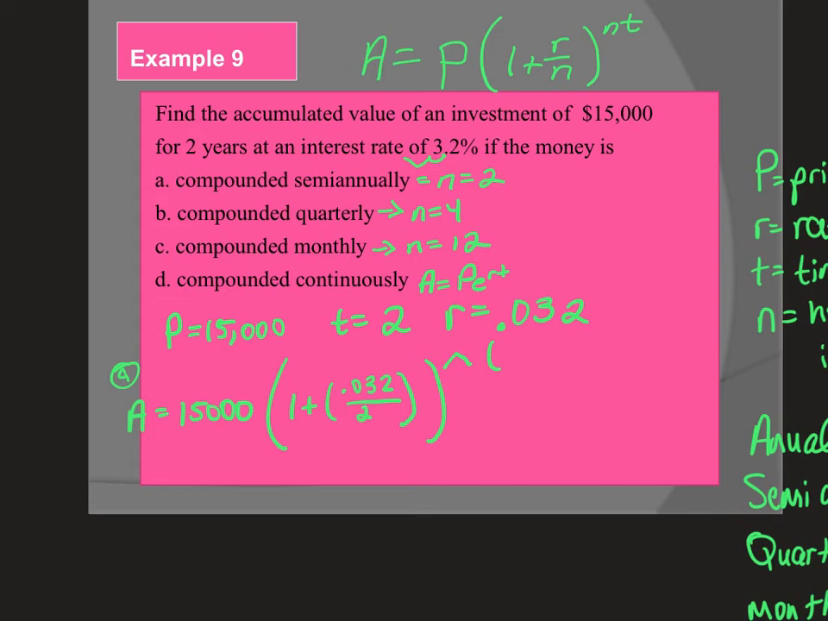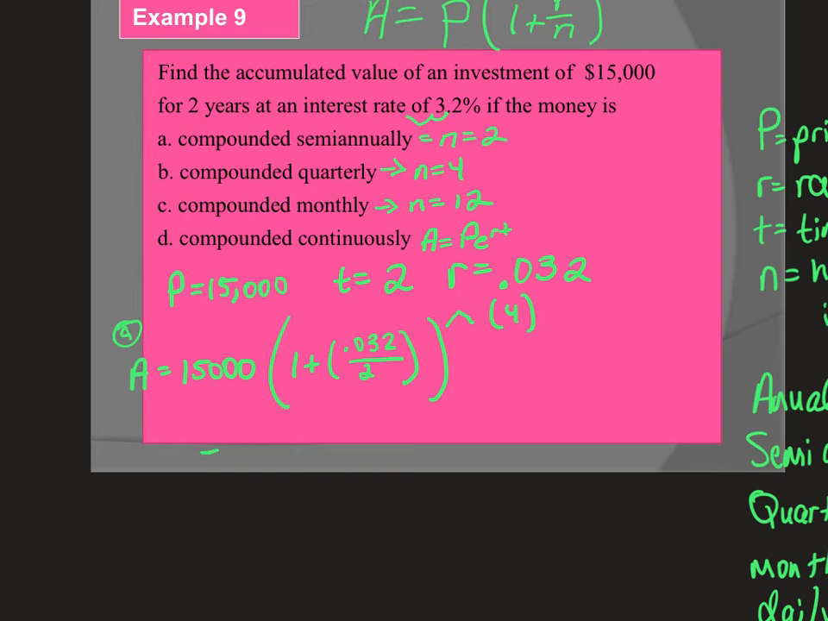4. Now look what I did, guys. This is really important. Do you see how inside my parentheses, the 0.032 divided by 2 is also in its own parentheses? You need to do that. Try to put it in your calculator and see what we get. If you're getting a little frustrated with your calculator, no big deal. We're going to work on it.